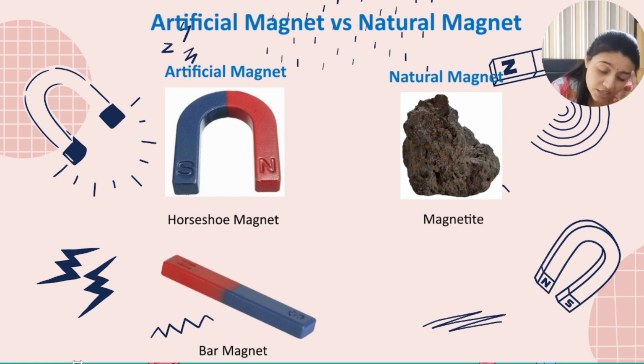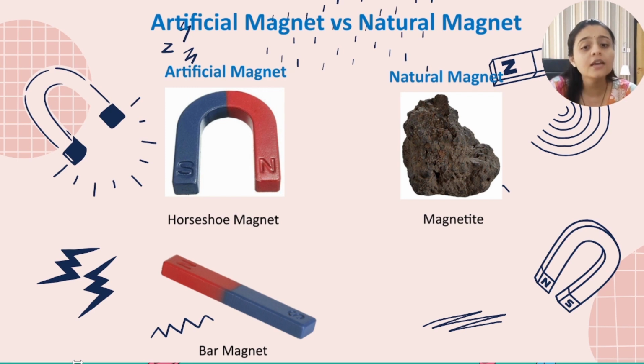Okay, so there are two kinds of magnets, students: artificial magnets and natural magnets. Artificial magnets are man-made, and natural magnets came naturally from the earth itself. Okay, God gifted them to us. So this is a rock which is known as magnetite. It is a magnetic rock.